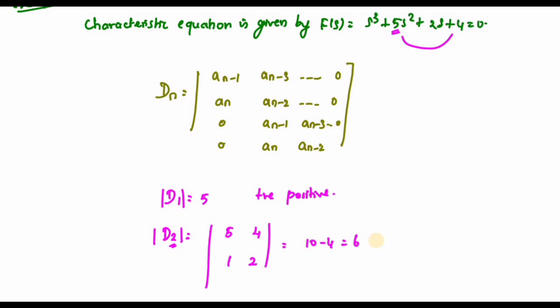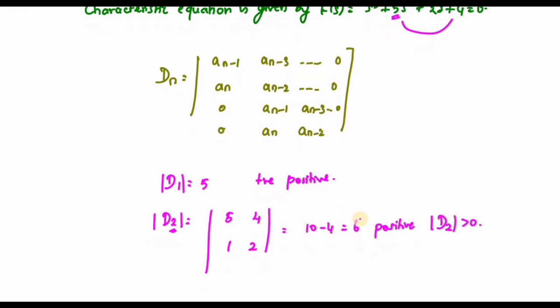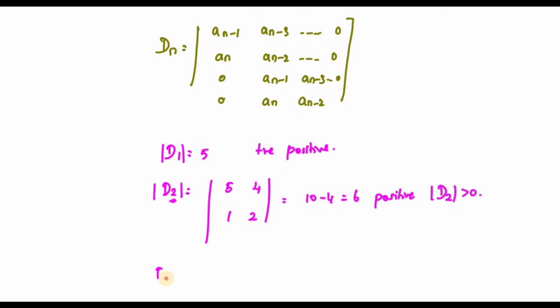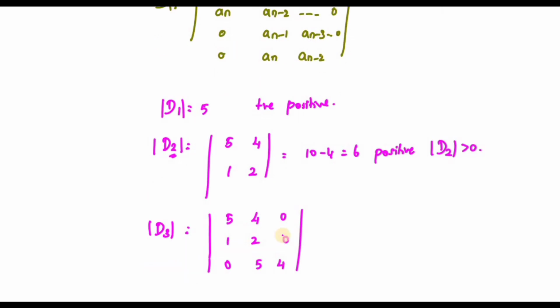Next, to find D3, it is a 3 by 3 matrix: 5, 4, 0, then 1, 2, 0, and in the first row you have to substitute 0 first, then 5, 4. Now if I find the determinant, D3 is equal to 5 into 8 minus 0 minus 4 into 4, which is equal to 24. This is also a positive value, so it is a stable system.